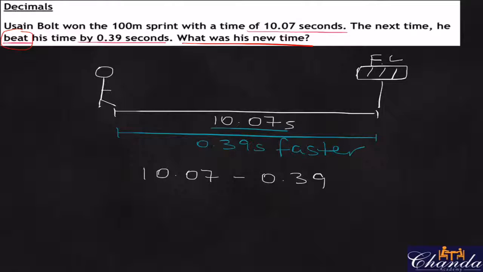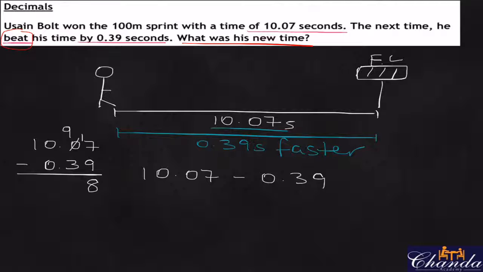Now, let's do this in the corner here. So we have 10.07 minus 0.39. So 7 take away 9 is something that we can't do. So we need to borrow from the neighboring 0. So 0 becomes a 9. And then this becomes 17. 17 take away 9 gives me an 8.